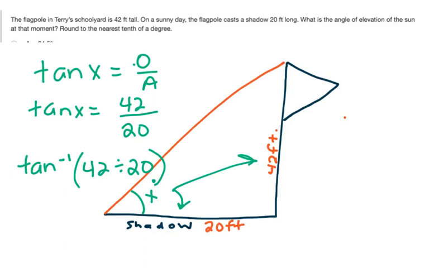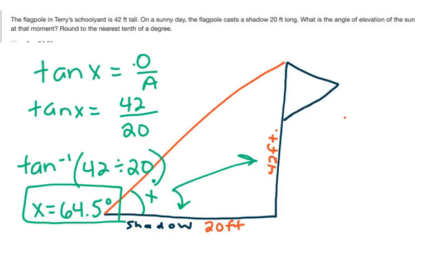That's 2 point something. But then the tangent -1 of that is 64.5 degrees. If you're looking for the angle.